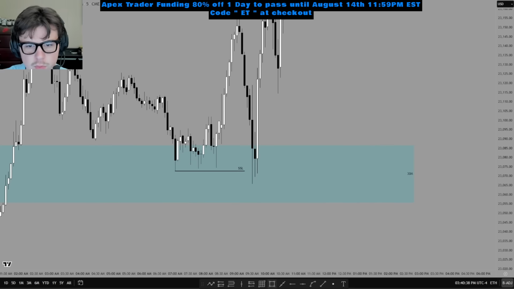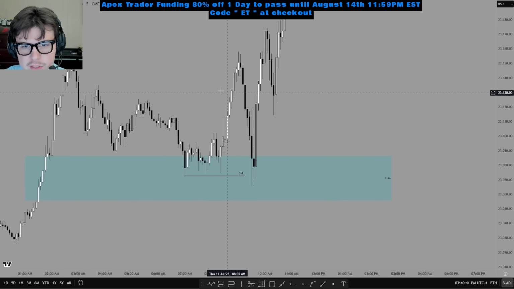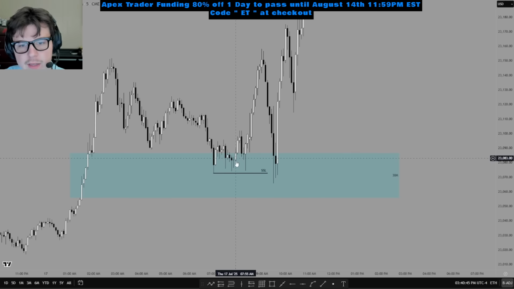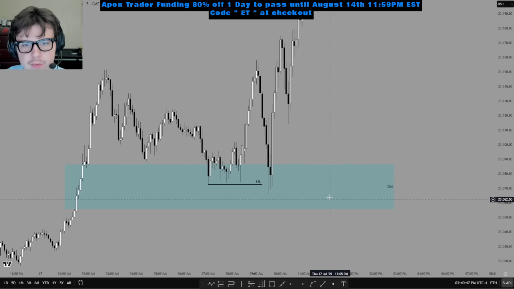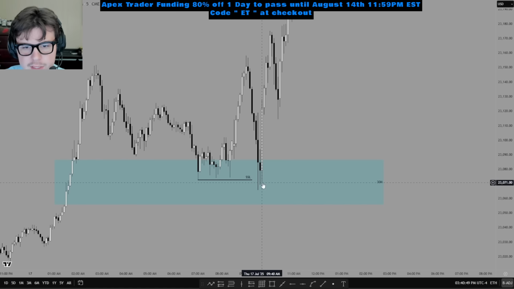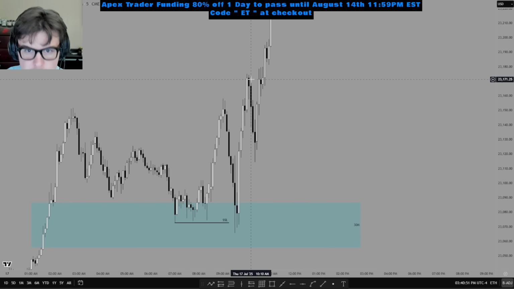So what you would want to do in this situation is just wait. You see it coming back down, see if it sweeps this low, which it does. And we're in this 30-minute fair value gap, right? So we see this big move down, we see this sell side swept, we get this expansion move higher again.